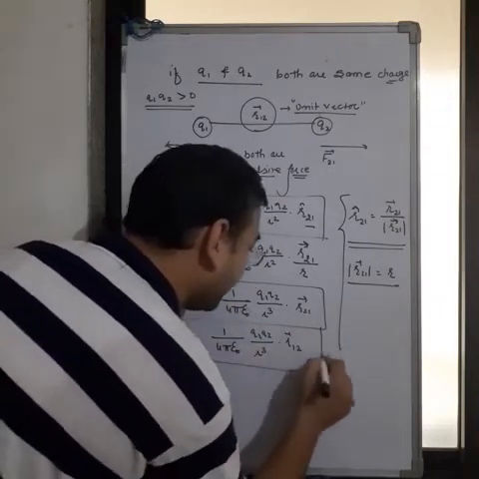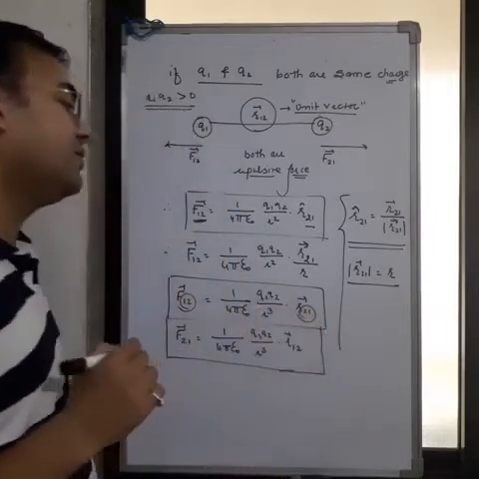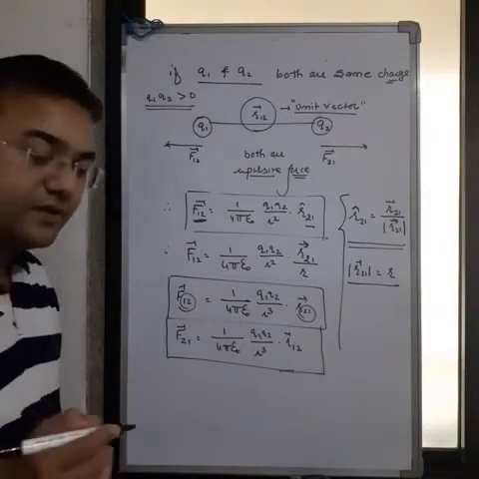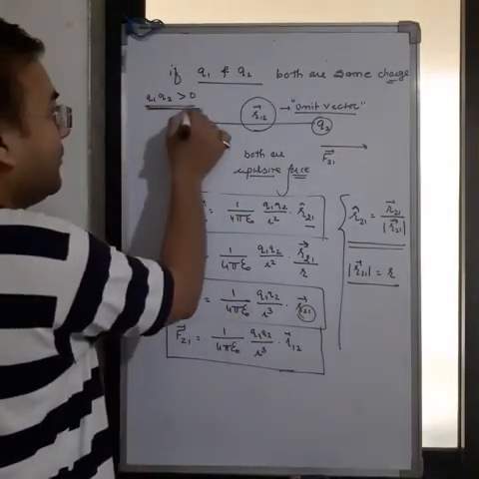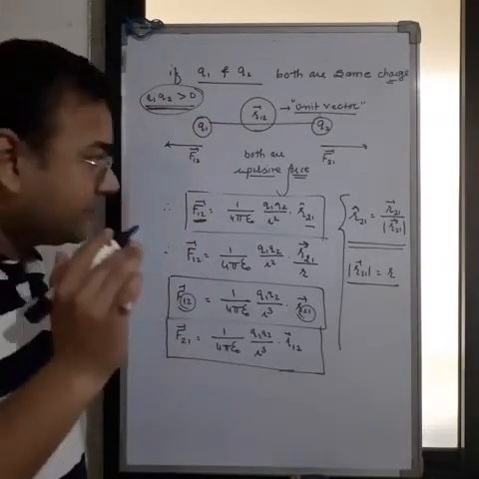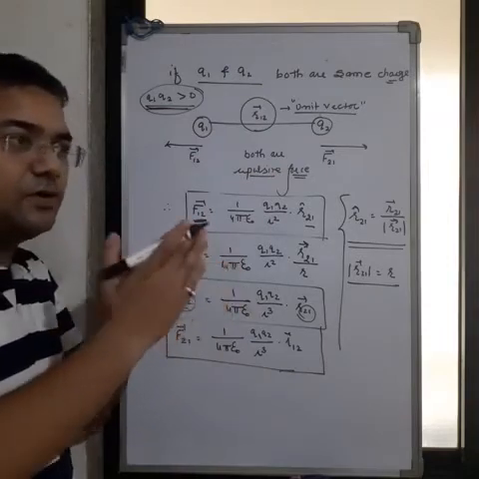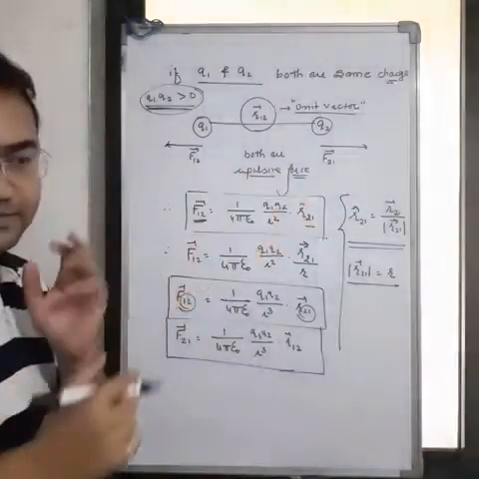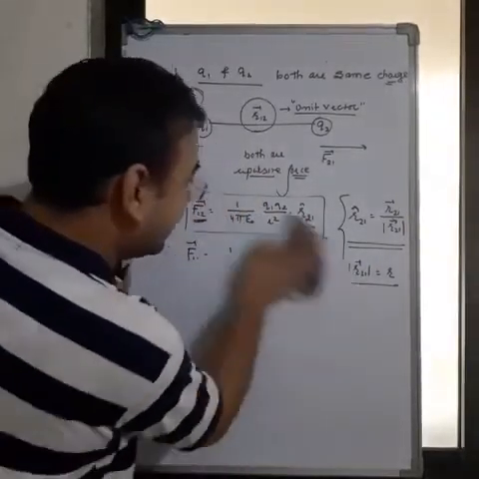Keep in mind, here the direction of the force and the direction of the position vector both differ. Is it possible only in the case when Q1 Q2 is greater than 0? Due to the repulsive force, both forces have opposite directions. So it's going to be represented like this.